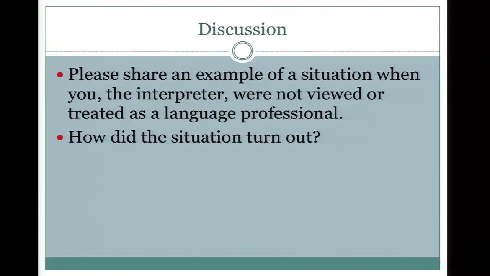There was the one hand up in the back, and then we'll move on. Yes. So I'm a court interpreter, and court reporters get paid $30,000 more a year than I do.